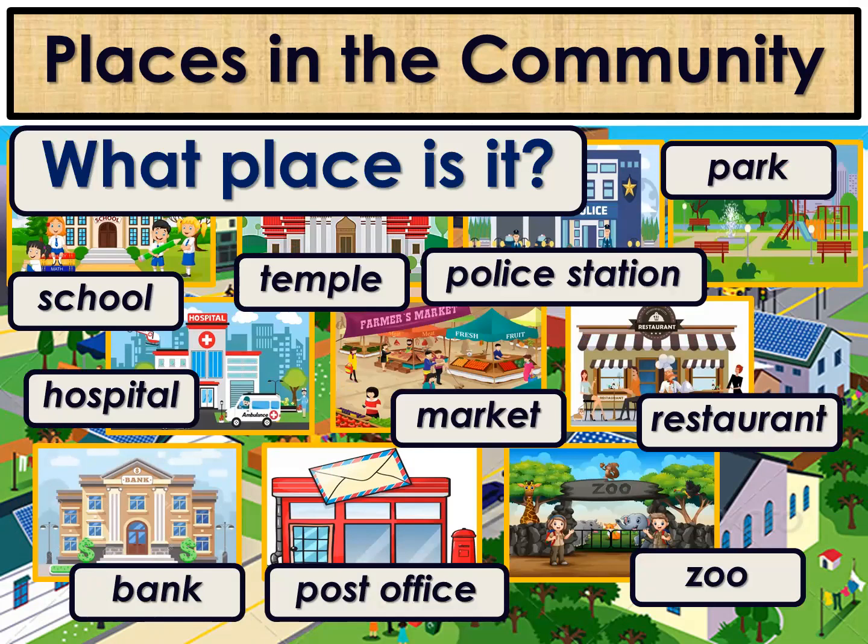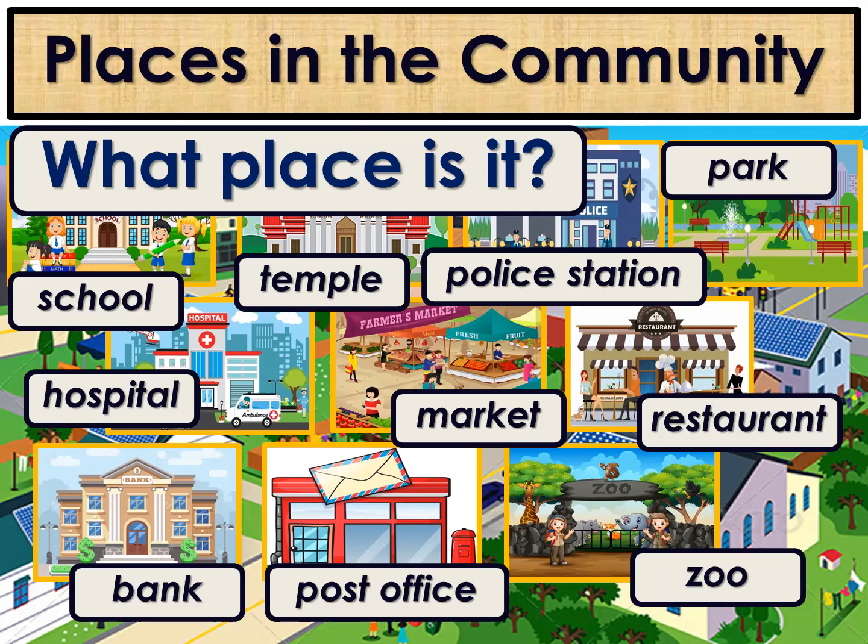What place is it? So we will be tackling 10 vocabulary words for the places in a community. Okay, we have school, temple, police station, park, hospital, market, restaurant, bank, post office, and zoo.